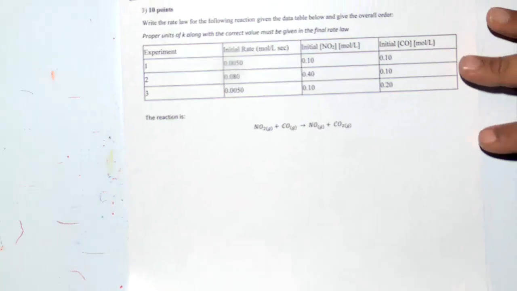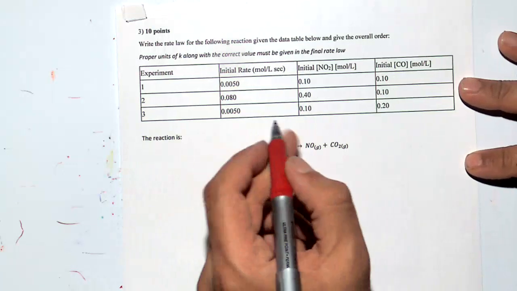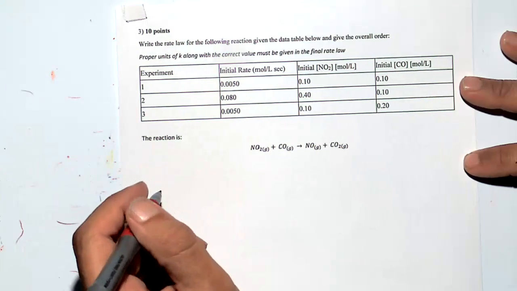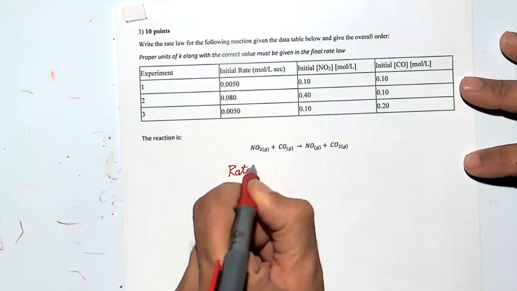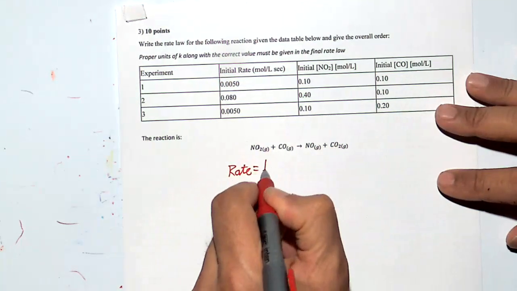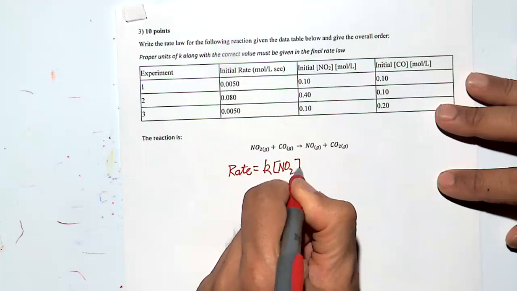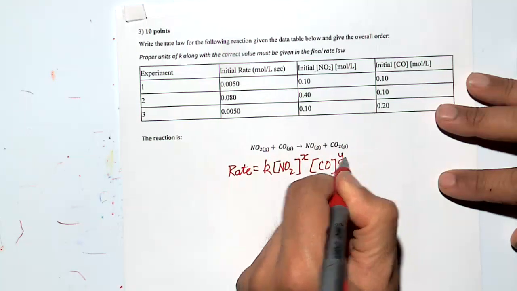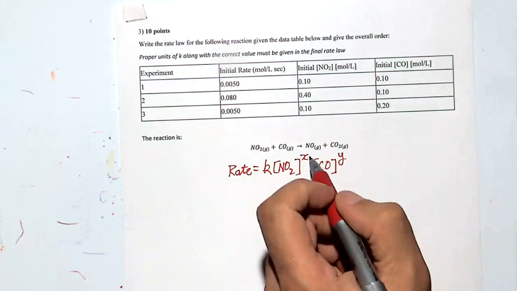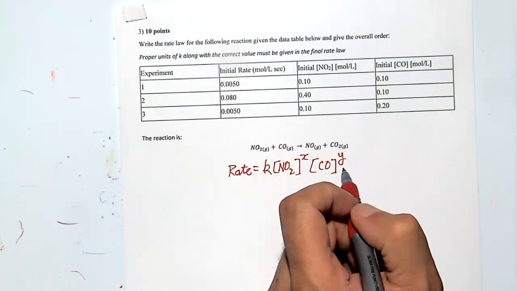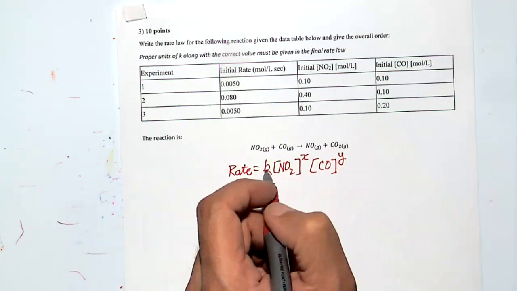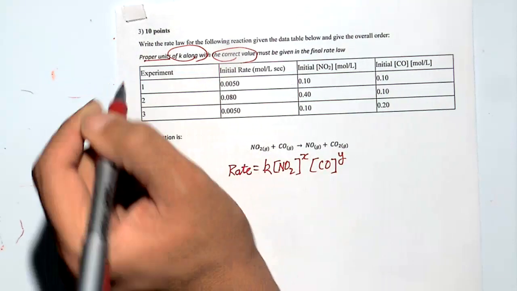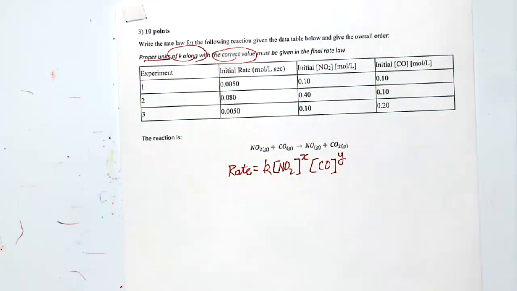We have a rate law problem here. Here you're going to have to compare your experiments. Given the equation here, rate is equal to k times [NO2] raised to some exponent x, times the concentration of CO raised to some exponent y. x can be 0, 1, or 2. y can be 0, 1, or 2. And we also have to find k with the right units, the proper units of k along with the correct value of k.